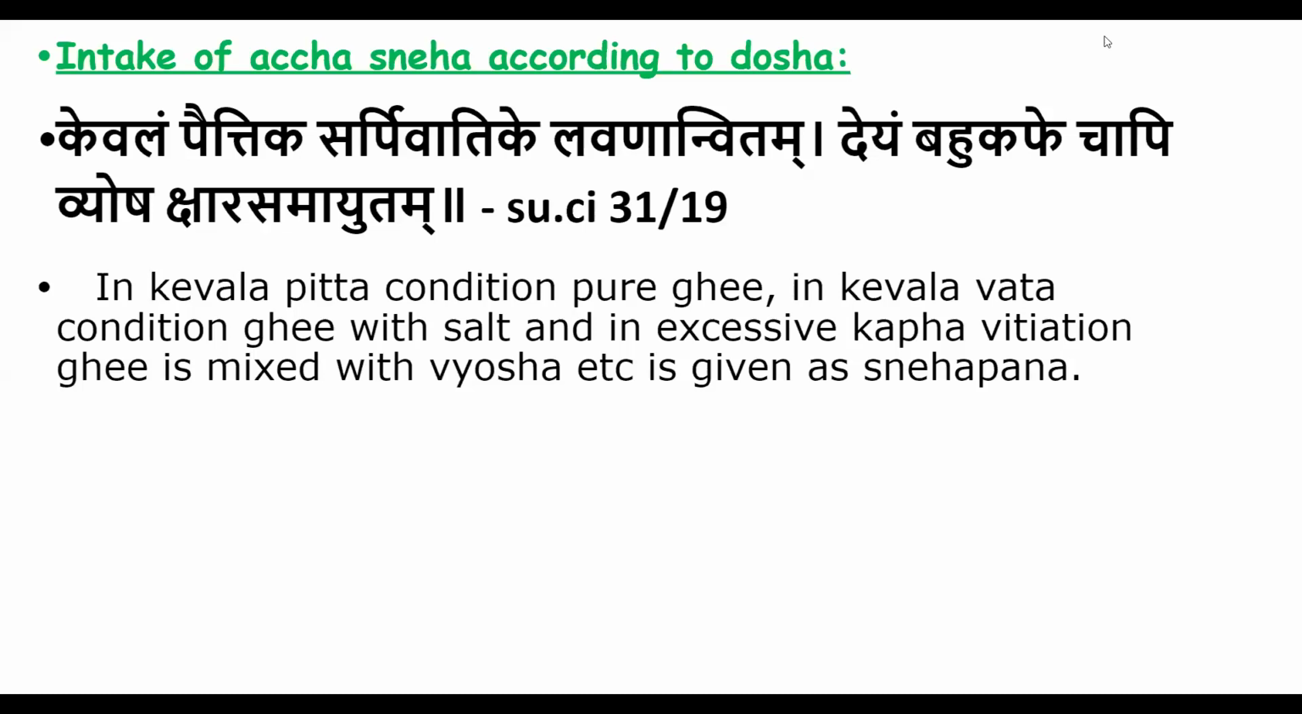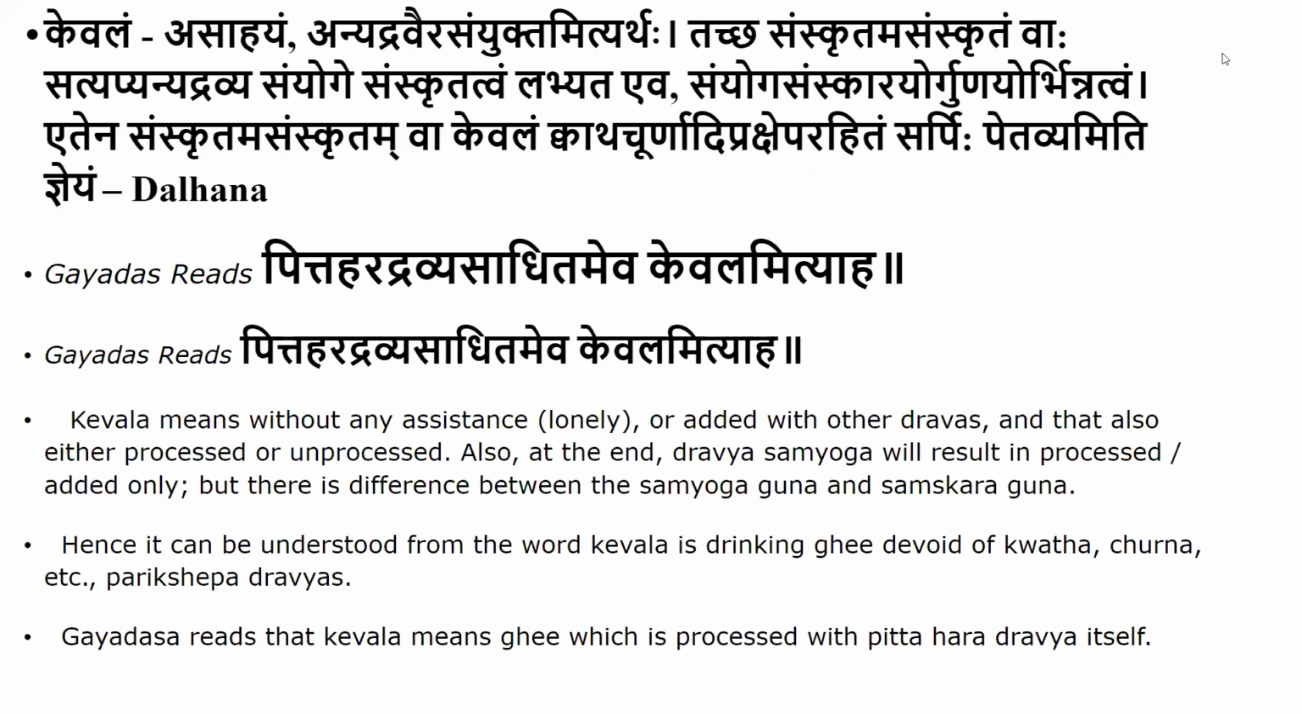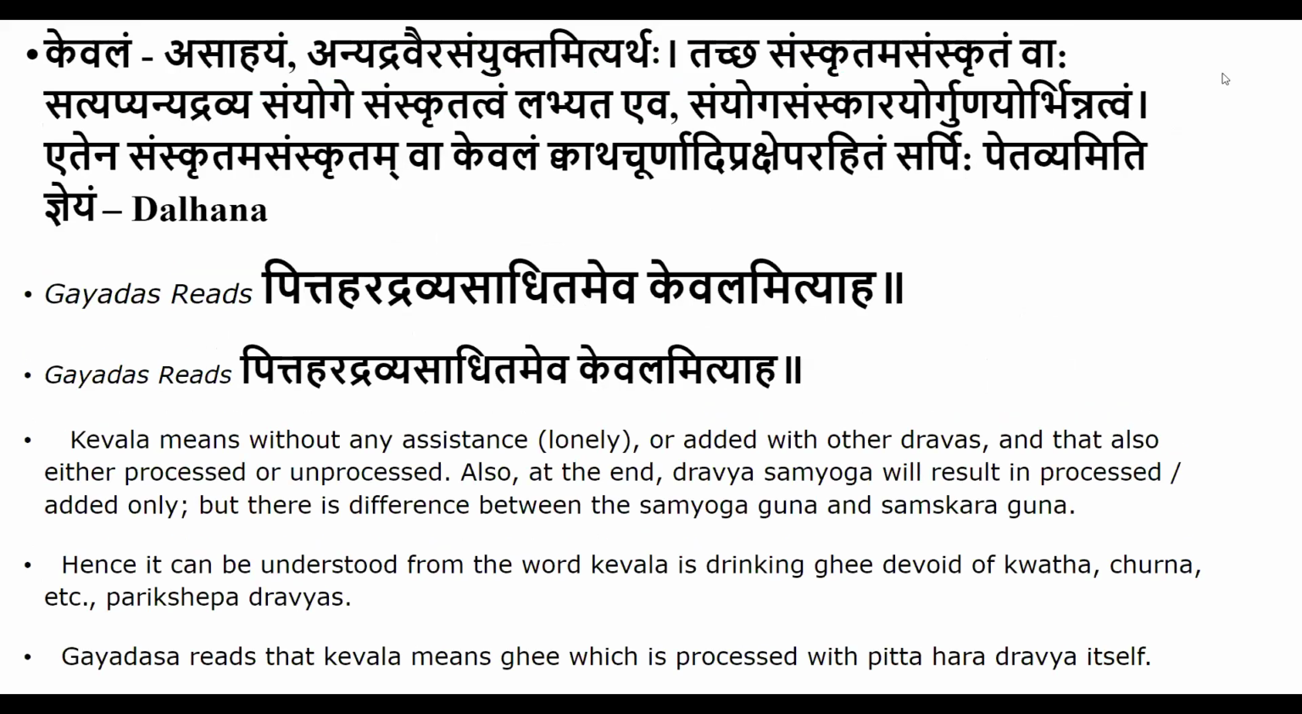Then, yeah, you can see Kevalam Asahayam. This is what Adalhana beautifully said: Kevalam Asahayam Anyadraver Samyuktam Idyarthaha Tacha Samskritam Asamskritam Va. You can see, Tacha Samskritam Asamskritam Va. Satyapi Anyadravya Samyoge Samskaratum Labhyata Eva Samyoga Samskarayor Gunantar Binnatum Yetena Samskritam Asamskritam Va Kevalam Kvata Churnadi Prakshepa Rahitam Sarpihi. This is very important. Kvata Churnadi Prakshepa Rahitam Sarpihi Petam Petavyam iti Nyeyam.